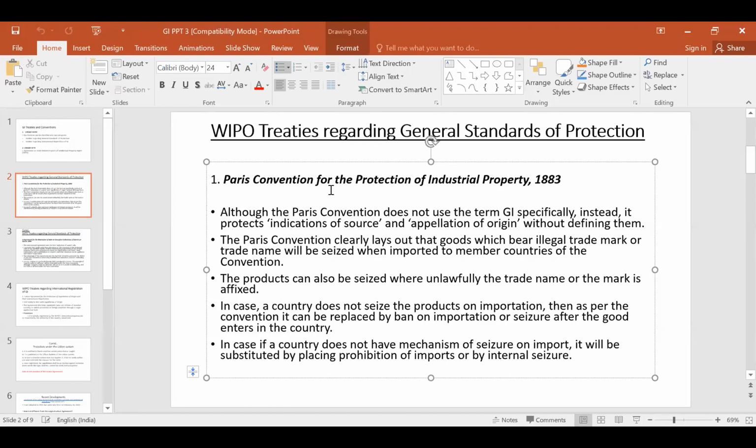So when you read the provisions of the Paris Convention, you see that indication of source and appellation of origin is what is protected under the Paris Convention. Although the Paris Convention does not define what is an indication of source or what is an appellation of origin. And those of you who have attended my lecture the last time, you know what is an indication of source and appellation of origin, right?